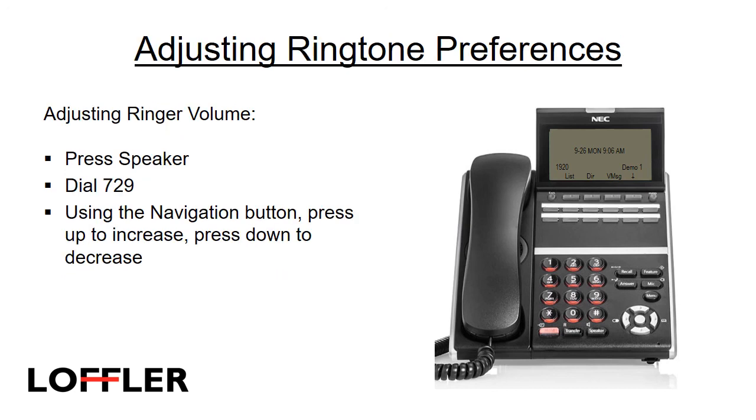To adjust your ringer volume, press the speaker button. Dial 729, and using the navigation button, press up to increase and press down to decrease the volume.